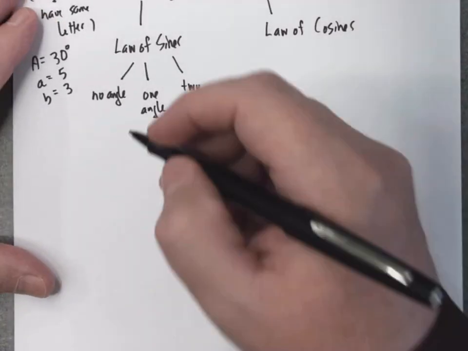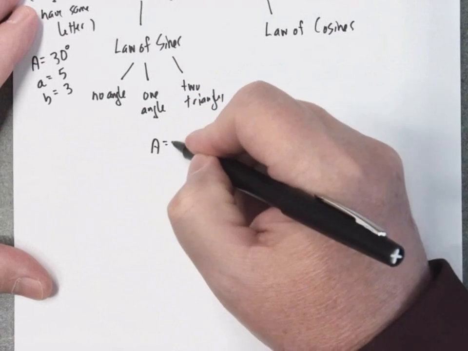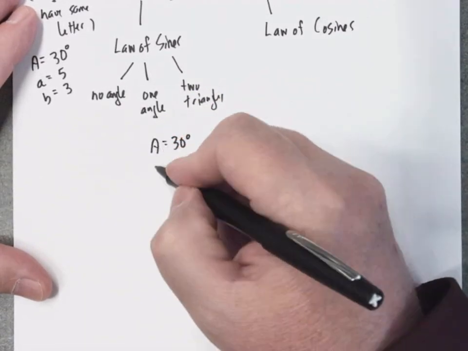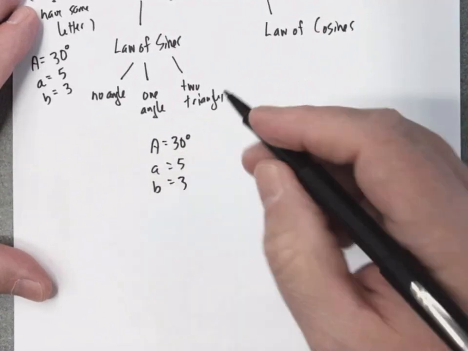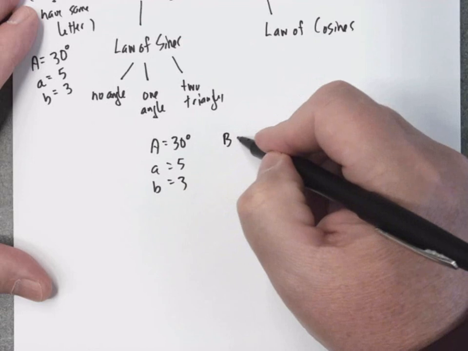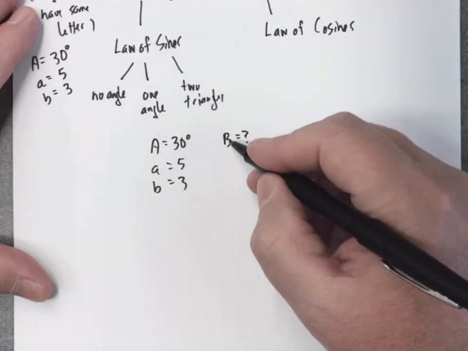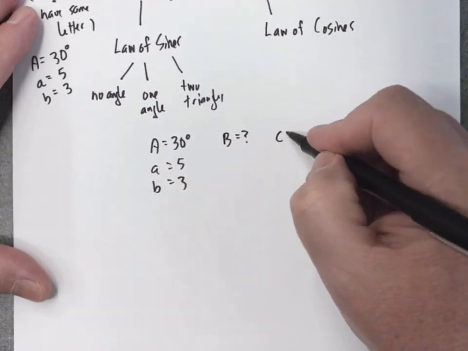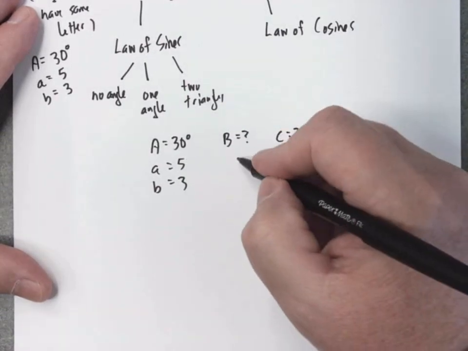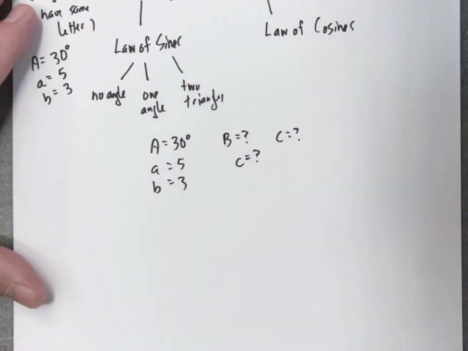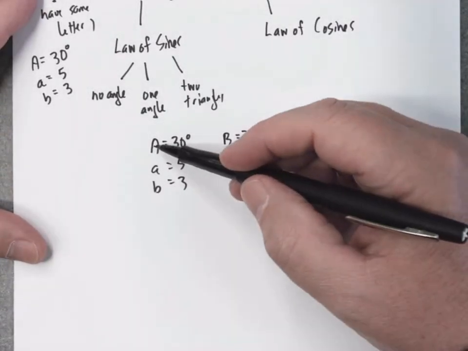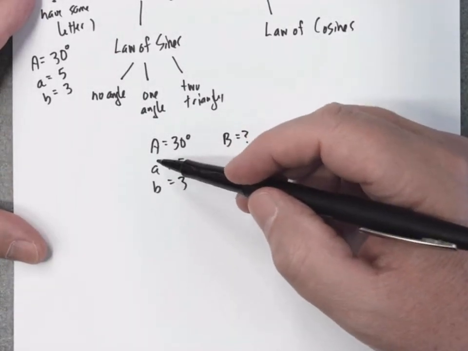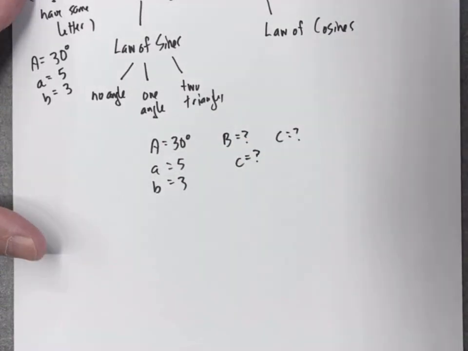So let's make this clear. This one is angle A is 30 degrees, side A is 5, side B is 3. So the things we have to determine, we have to figure out angle B, angle C, and side C. Since this is matching, I can use the law of sines. In this case, I know angle A, side A, and side B. I can use the law of sines to find angle B.